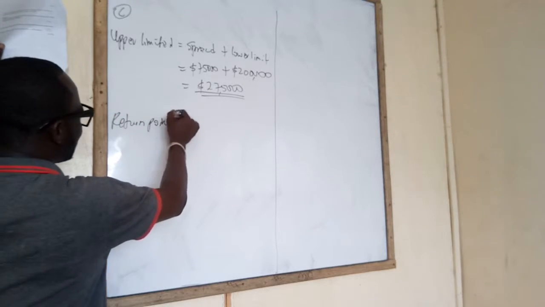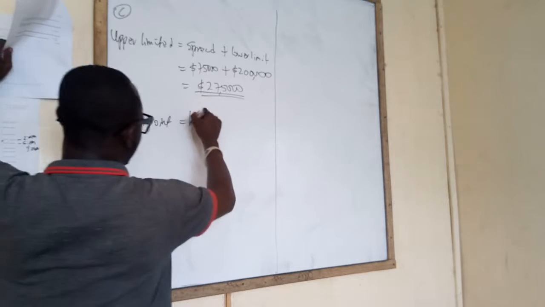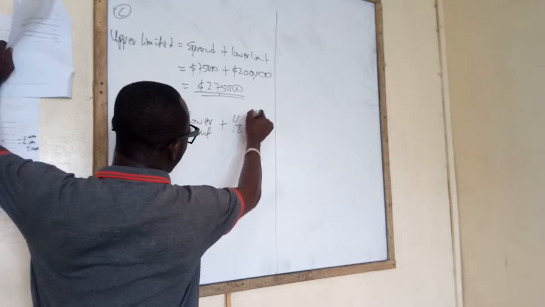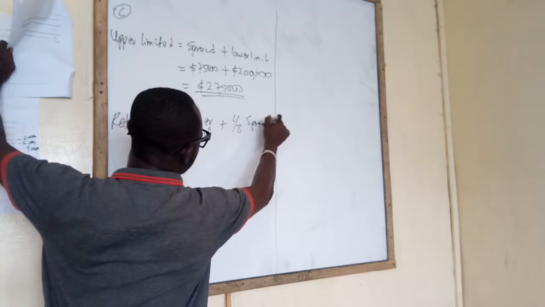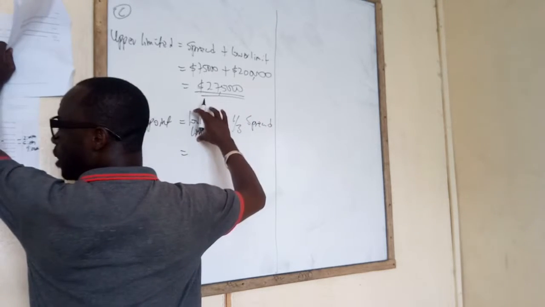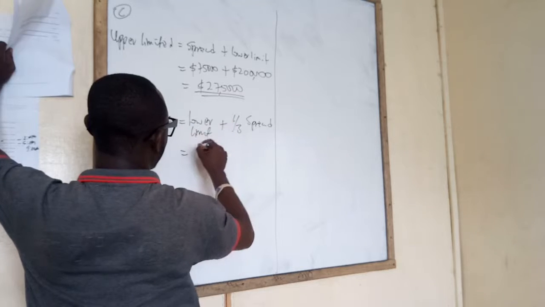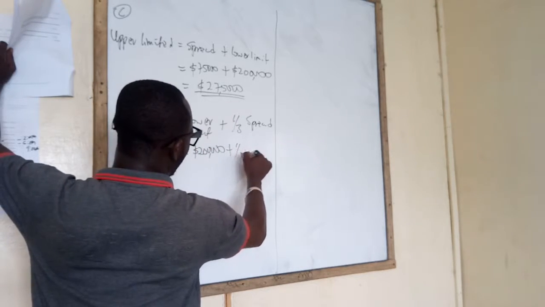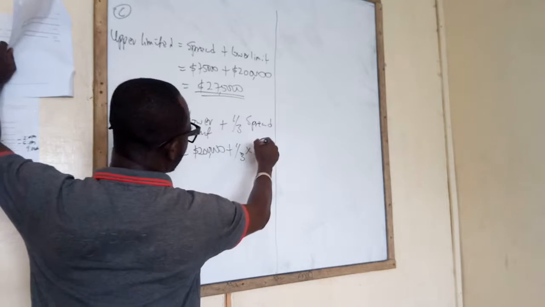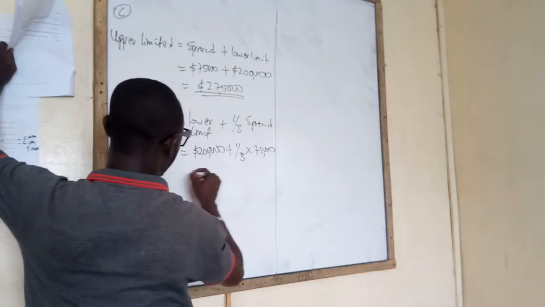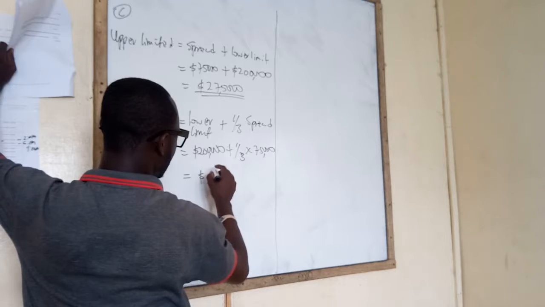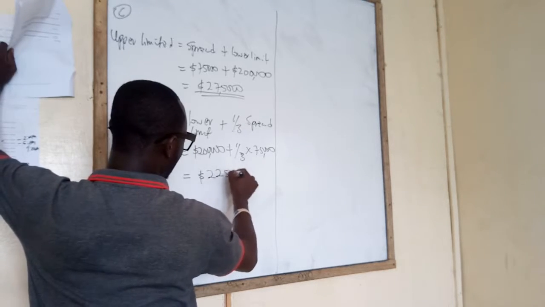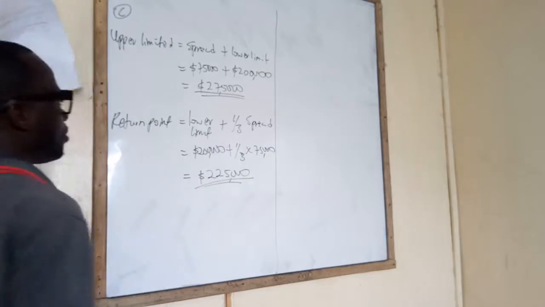Return point is the lower limit plus 1/3 of the spread. So what is the lower limit? 200,000, plus 1/3 of the spread. What is the spread? So what do we have? 225,000. That's it.